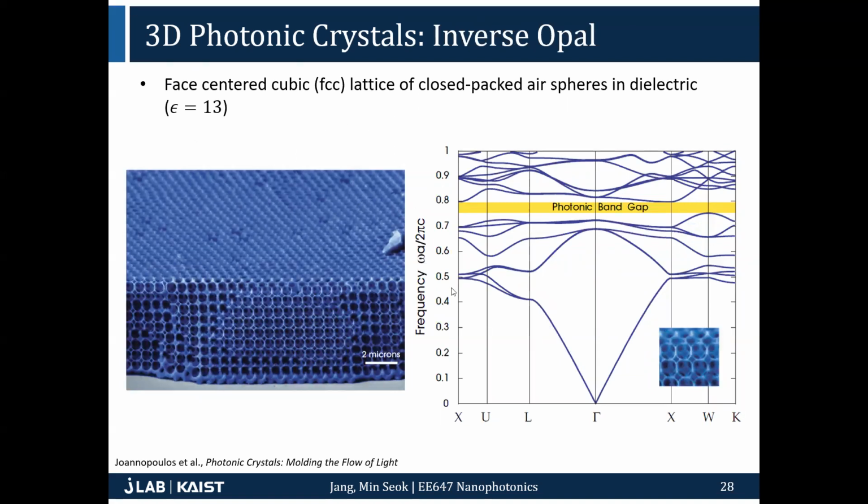And later, people also came up with another different structure, which is called the inverse opal structure, which can also be experimentally fabricated, and which also has a photonic band gap here. So there are many different versions of 3D or 2D photonic crystals that people experimentally realized.